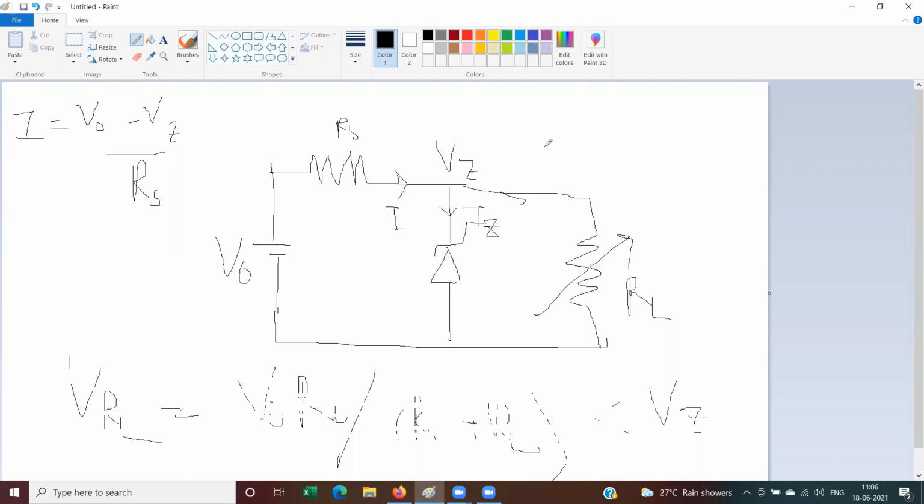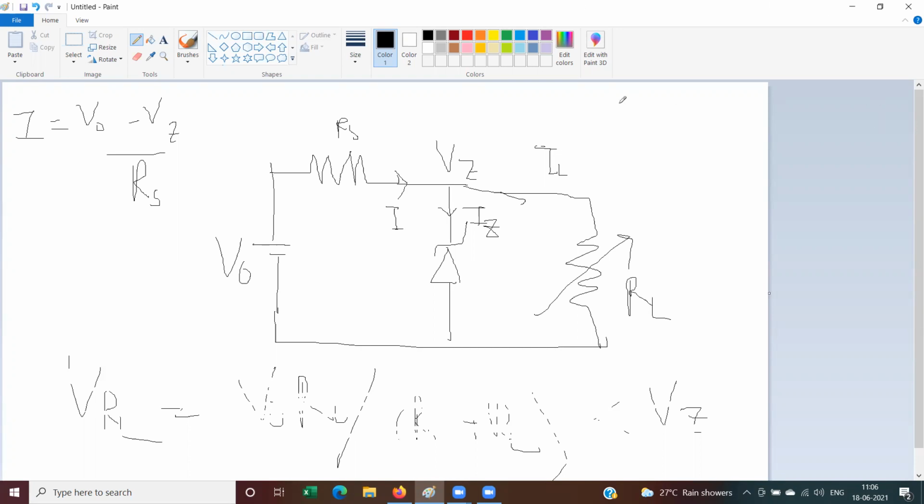IZ plus IL. Using KCL, I would be equal to IZ plus IL. Agreed? Yes, sir. Agreed. Okay. Now if RL is very high, IL would be very low. If RL is very high, IL would be very low. Correct?